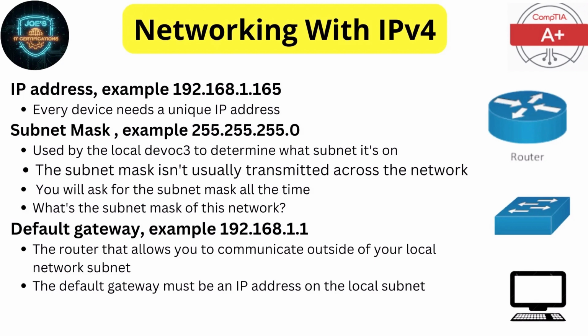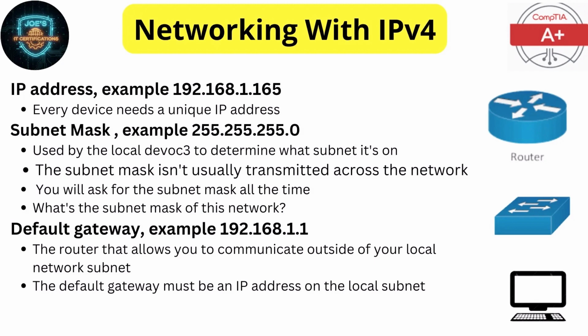So you may add, for example, 192.168.1.165, and now you've configured the IP address. But of course, you don't have an IP address unless you also have a subnet mask. The subnet mask is used by that local device to determine which subnet it actually sits on. When we refer to an IP subnet, we're referring to this combination of an IP address and a subnet mask.